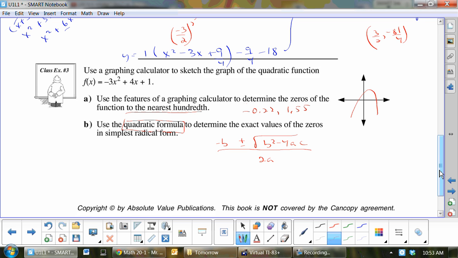Now, if you look above, we want to label. So this is our A, this is our B, and this is our C. Do not ignore the sign in front. It is highly relevant when you're doing these questions.